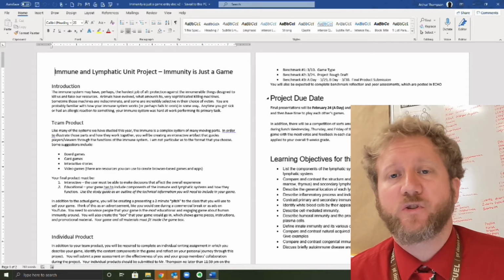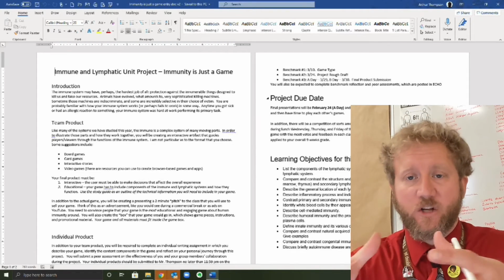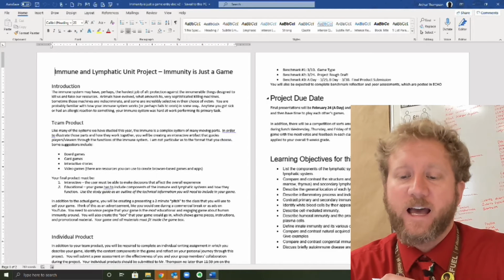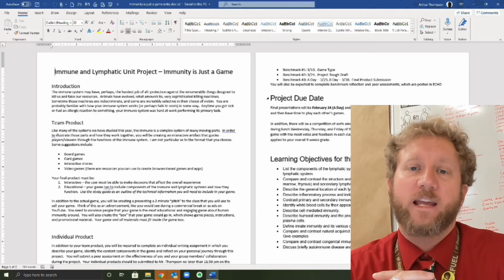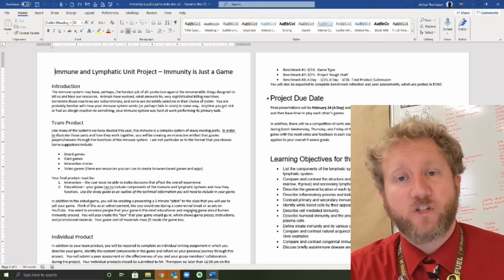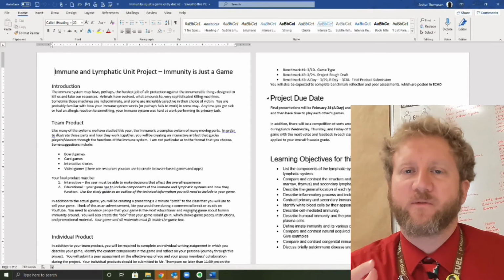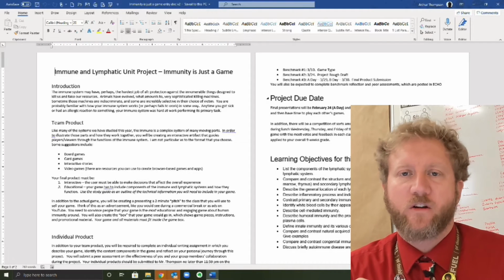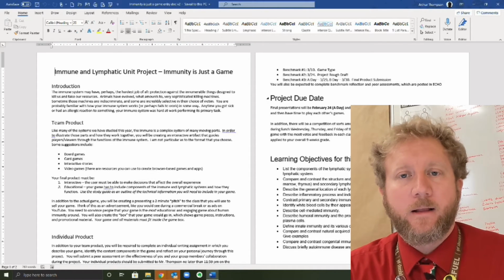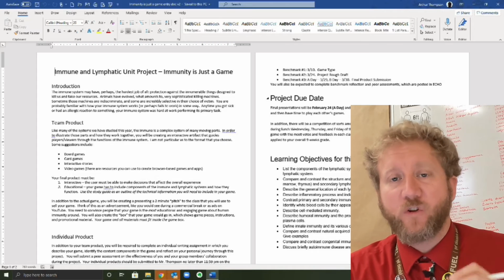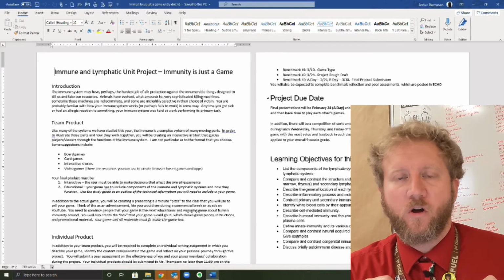A lot of us are doing physical artifacts, physical games. And so you have to have your game into me before school starts on the day you present. Okay, so A-Day, you have to have your game physically into me before the start of first period on Monday. B-Day, folks, you have to have yours in before the start of school on Tuesday.